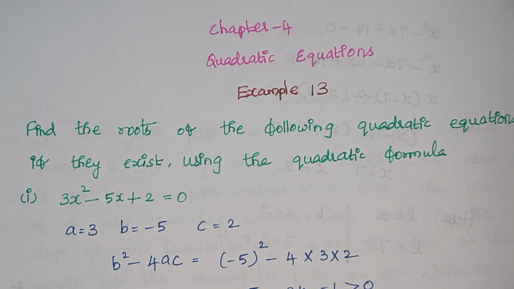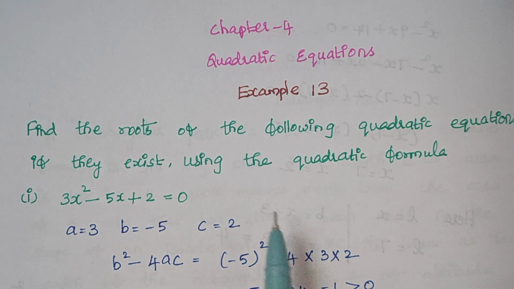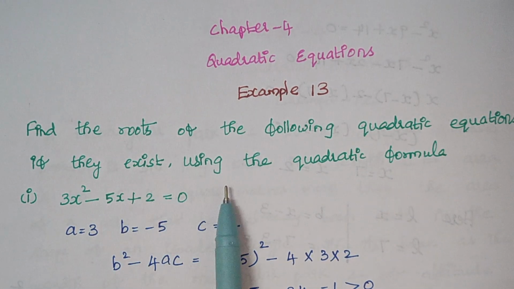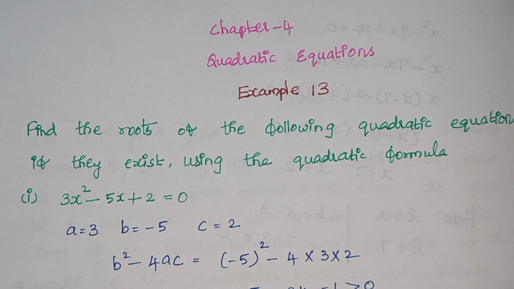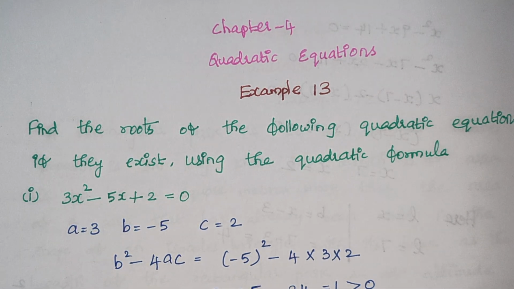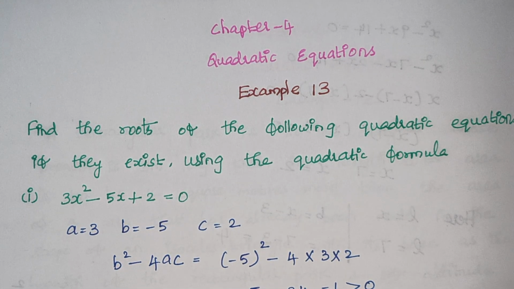Today we are going to solve example 13 in chapter 4 quadratic equations. The problem is find the roots of the following quadratic equation if they exist using the quadratic formula. So here this is the given quadratic equation. So what is the basic formula? The formula is given by minus b plus or minus root of b square minus 4ac by 2a.